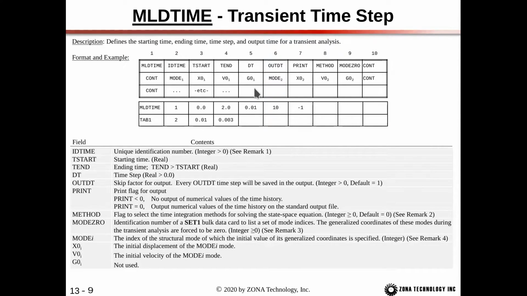And then we have an open-ended input where we can specify initial values for our modes. So we have a mode, which is the index of the structural mode for which the initial value is specified. And then we have X, X0, V0, and G0. G0 is not used. X0 is the initial displacement, and V0 is the initial velocity. So we can have no modes or as many modes as we would like here to specify initial conditions. And you would use this to kick the system if you want to give an artificial kick to excite the system to see what the response would be.